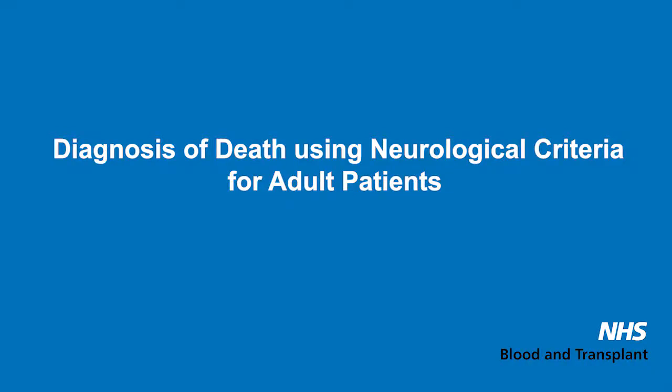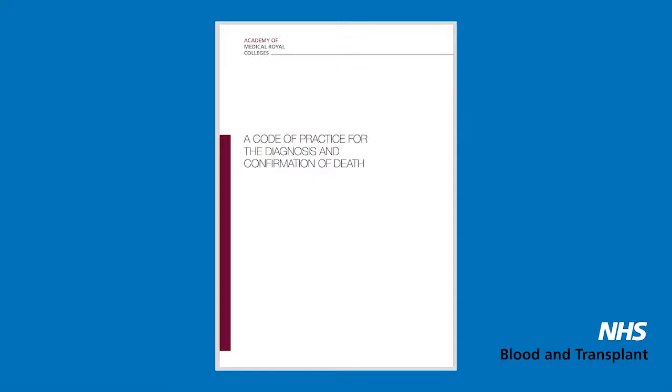Death has important legal, medical and societal implications, and one of the duties of a doctor is to confirm death accurately, reliably and with certainty. It is important then that clinical staff have clear and easily applicable guidance on how to recognise when death has occurred. In the UK, this guidance comes from the Academy of the Medical Royal Colleges and was published in 2008 in a document called A Code of Practice for the Diagnosis and Confirmation of Death. This audiovisual guide is based upon this document.